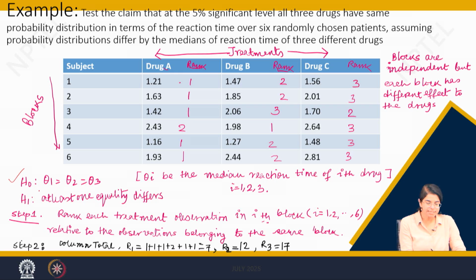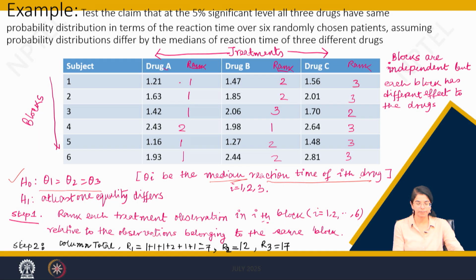Null hypothesis is H naught: theta 1 is equal to theta 2 is equal to theta 3. Theta i be the median reaction time. Remember, it should be median. It is a test of location, but what will be the measure of the location? Once again, it will be median. So theta i be the median reaction time of ith drug.